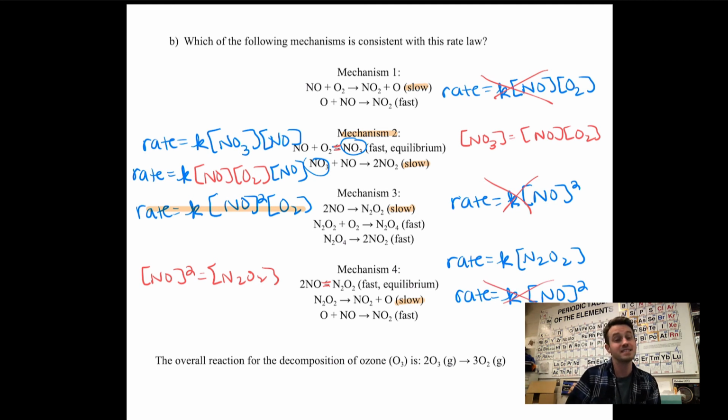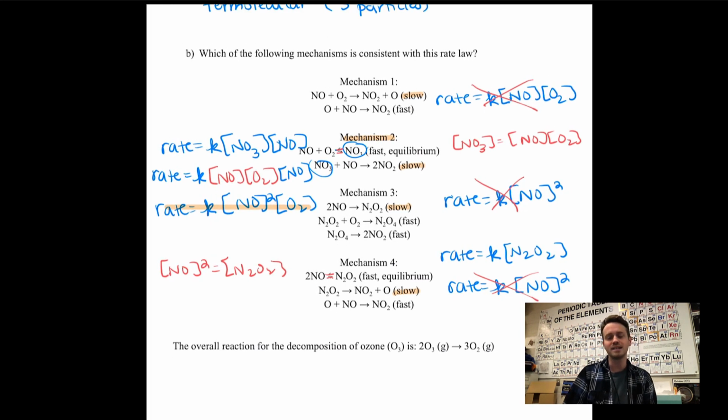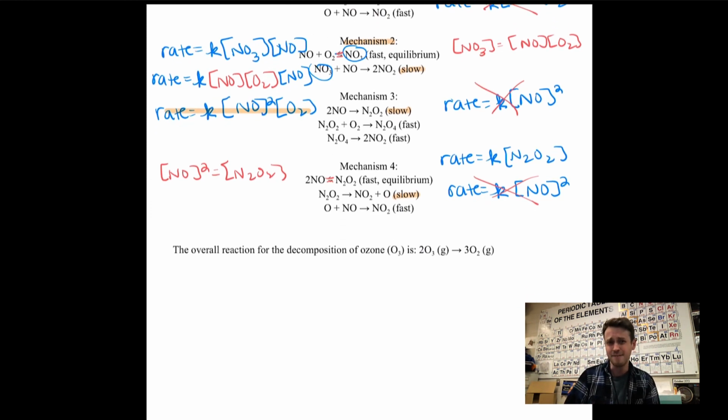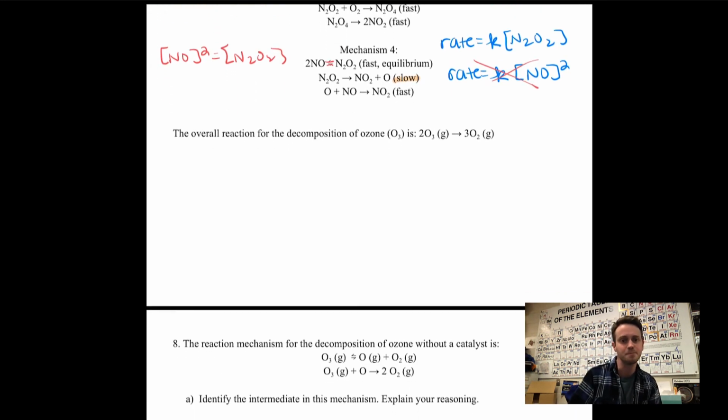So the only mechanism that was proposed that is consistent is mechanism 2. You could have more than one mechanism that is consistent. At that point, you would want to use experimental data to evaluate the mechanism, and that is something that we will talk about in a future lesson.